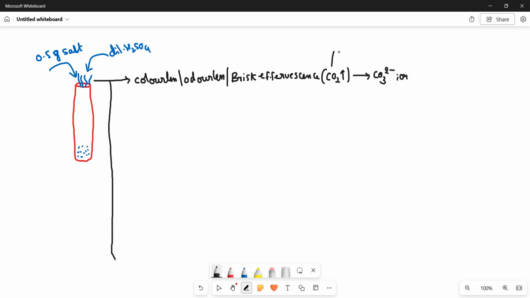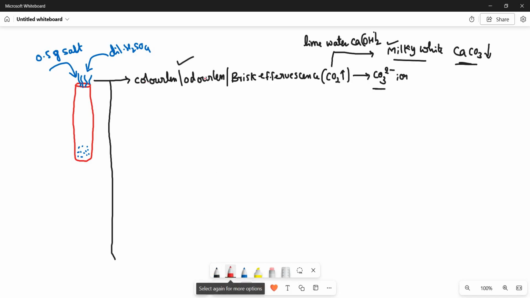When this carbon dioxide gas is passed through lime water, whose formula is calcium hydroxide, the lime water turns into a milky white precipitate. This is due to the reaction of calcium hydroxide with carbon dioxide, forming calcium carbonate. So this milky white precipitate is nothing but calcium carbonate. This is the preliminary test as well as the confirmatory test of the carbonate ion.